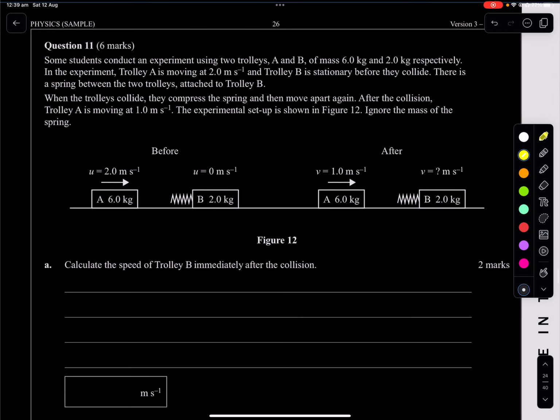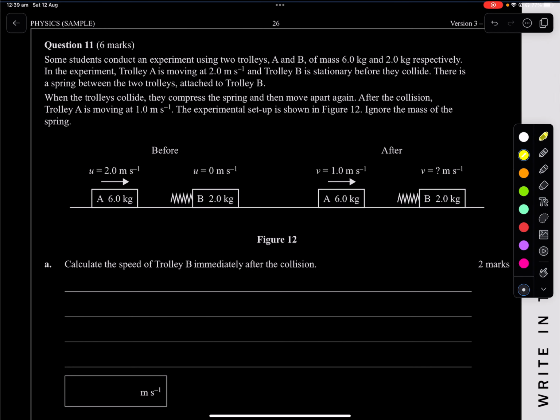Looks all right. Some students conduct an experiment using 2 trolleys, A and B, of mass 6 kilograms and 2 kilograms respectively. In the experiment, trolley A is moving at 2 meters per second and trolley B is stationary before they collide. There is a spring between the 2 trolleys attached to trolley B. When the trolleys collide, they compress the spring and then move apart. After the collision, trolley A is moving at 1 meter per second. The experimental setup is shown in figure 12. Ignore the mass of the spring. Calculate the speed of trolley B immediately after the collision.